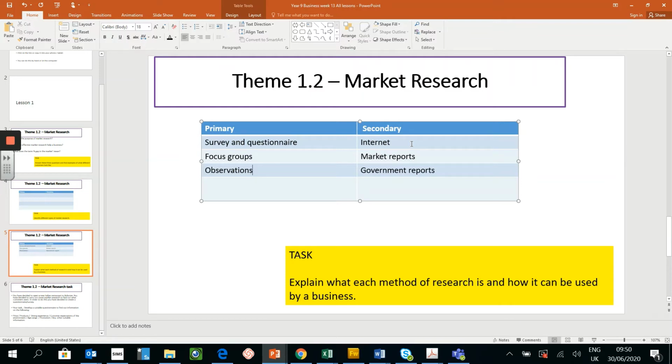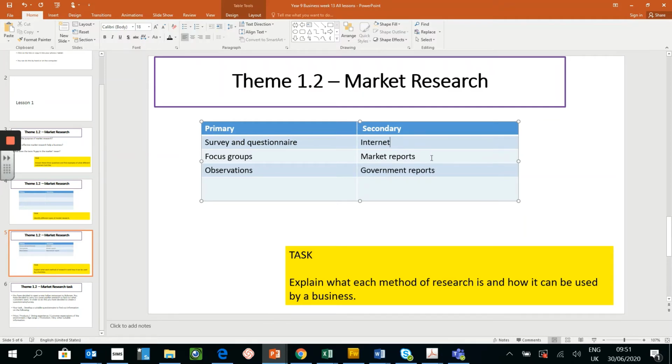So obviously, the first place most people go is the internet nowadays to find out information. It can be on all sorts of things. If I'm doing my own personal market research for buying something, I might compare the price of TVs or car insurance or whatever it may be. So the internet is a good source for businesses as well. They can see what their competitors' websites look like, for example.